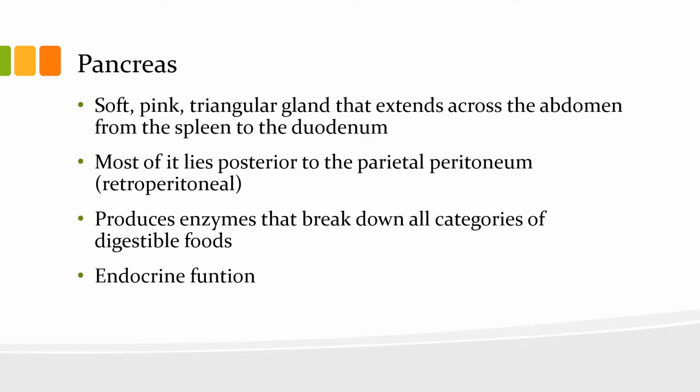So we've heard about the pancreas before. Soft, pink, triangular gland that extends across the abdomen from the spleen to the duodenum. Most of the pancreas lies posterior to the parietal peritoneum, hence its location is referred to as retroperitoneal. Only the pancreas produces enzymes that break down all categories of digestible foods. Pancreatic enzymes are secreted into the duodenum in an alkaline fluid that neutralizes the acidic chyme coming in from the stomach. The pancreas also has an endocrine function, which we learned about in Chapter 9, producing hormones like insulin and glucagon.